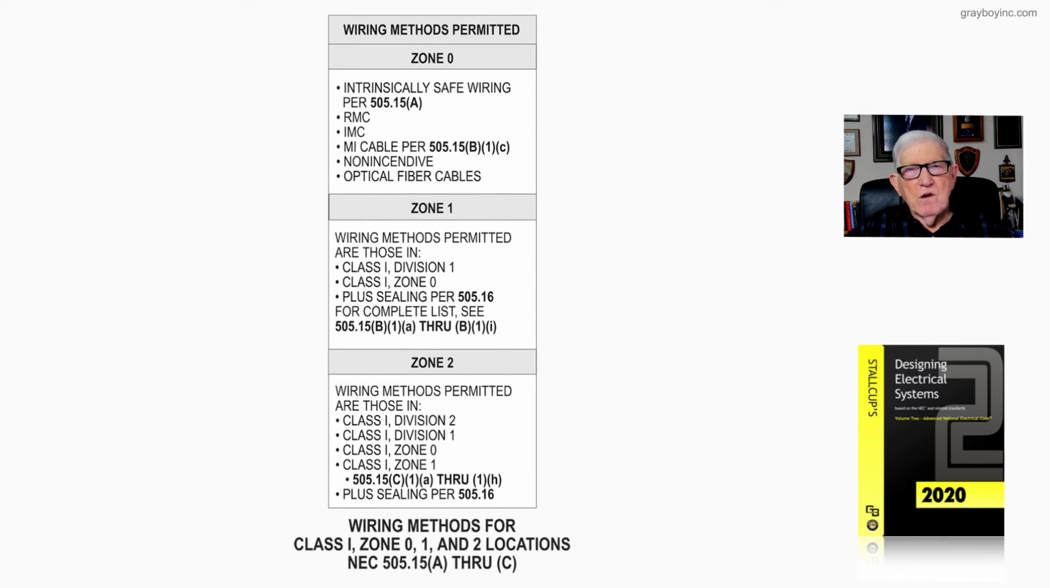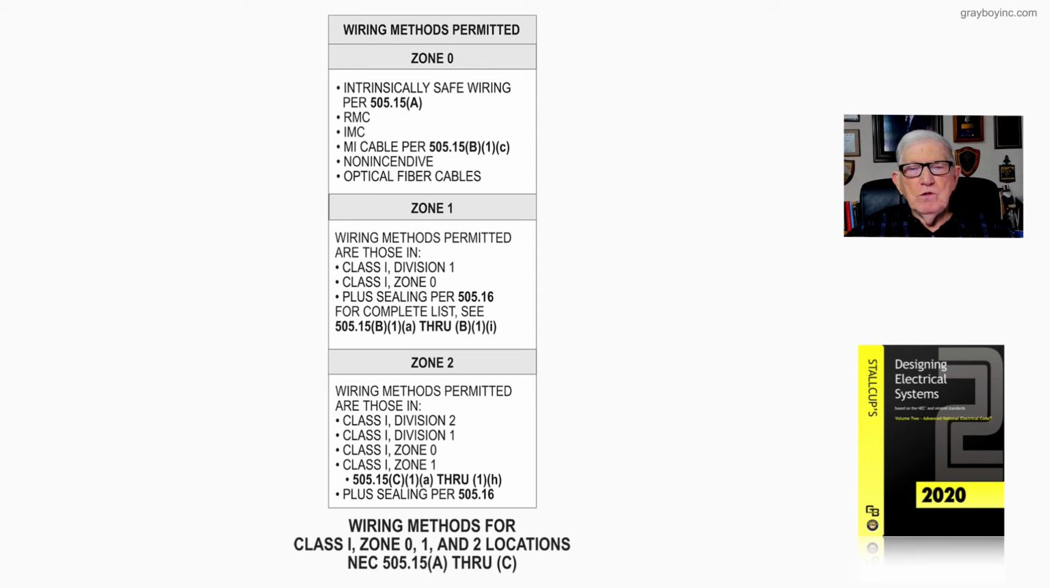Now let's go to Zone 1. Wiring methods permitted are those in the Class 1 Division 1 areas, where we have Class 1 Division 1, Class 1 Zone 0, plus ceiling per 505.16. And for a complete list, see 505.15(B)(1)(a) through (B)(1)(i). And that takes care of the Zone 1.